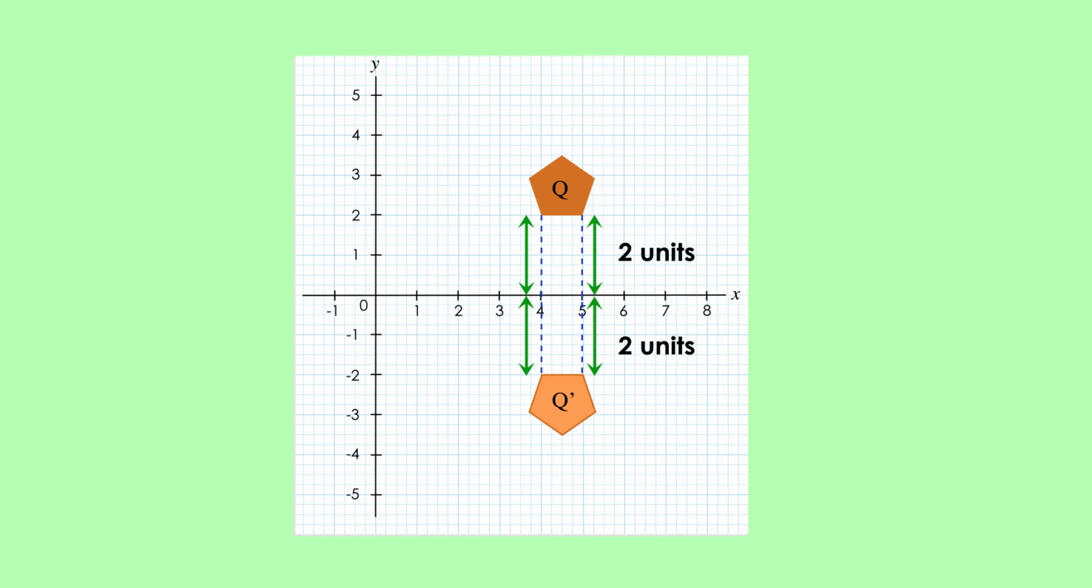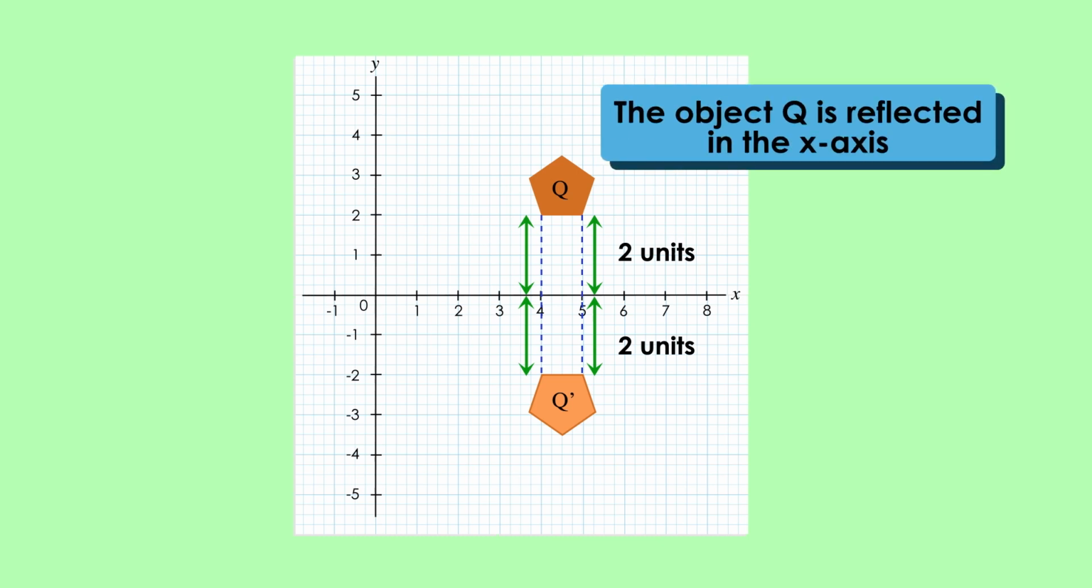Pupils, let's observe the orientation. Yes, there is a reversed orientation of the object. Therefore, we can conclude that the object Q is reflected in the x-axis.